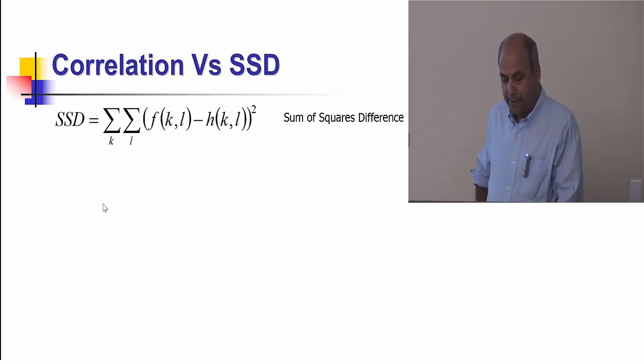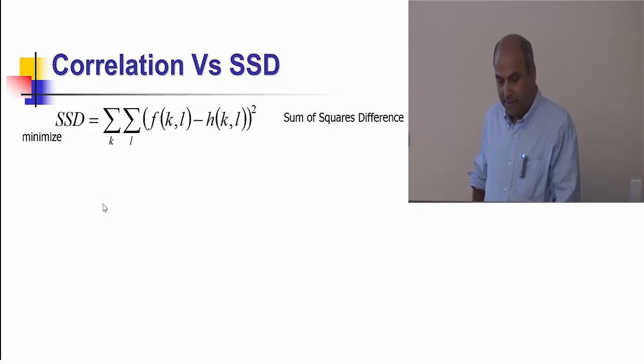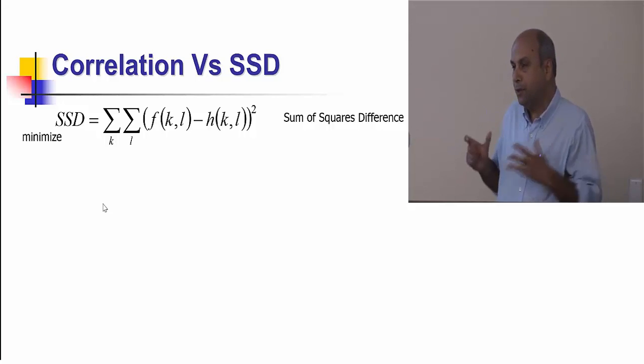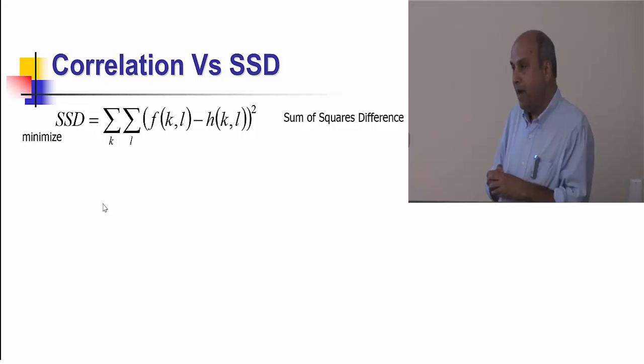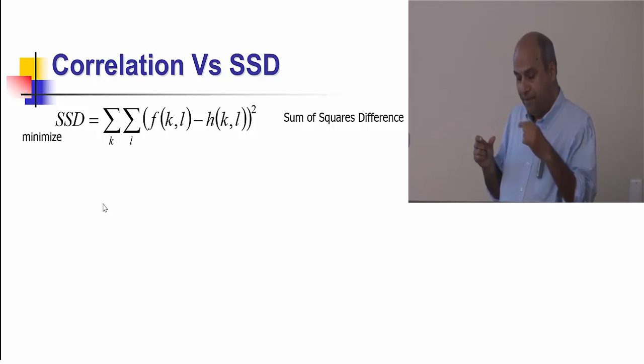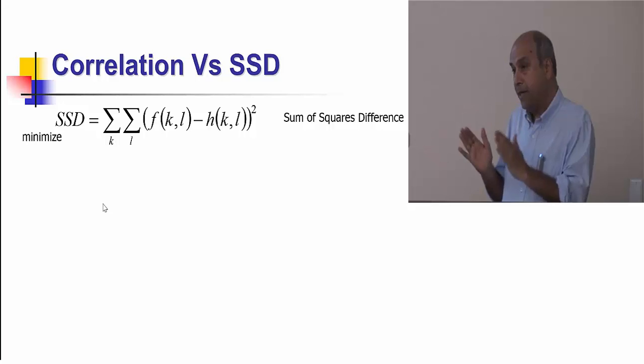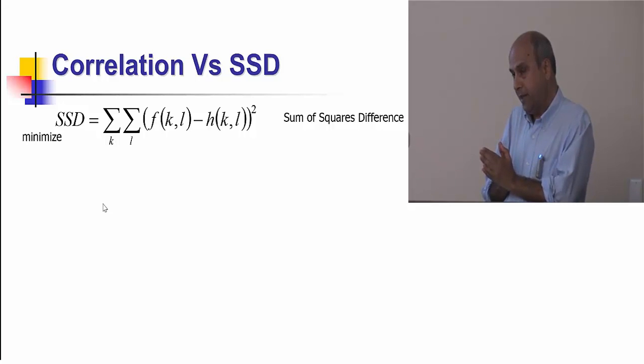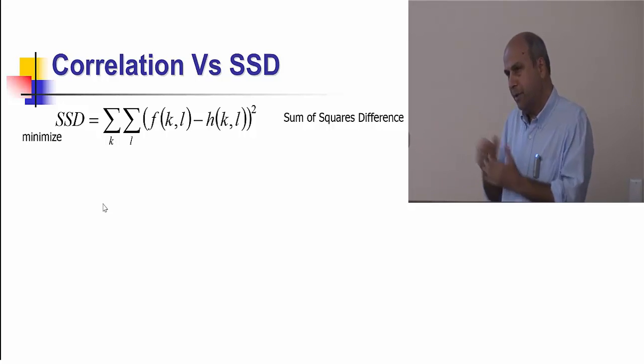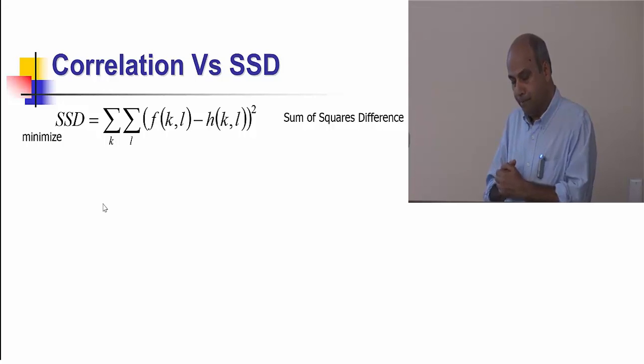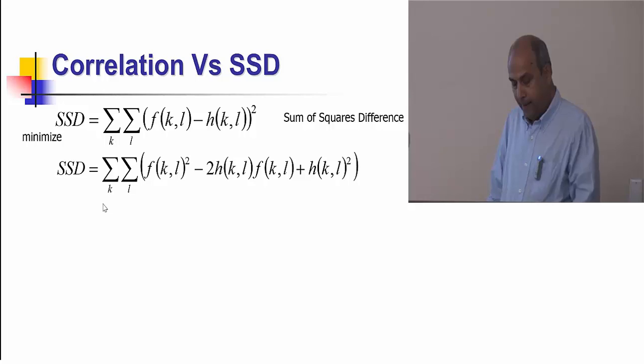Now, if you look carefully here, we want to minimize, if you want to say how similar F and H are, then we want to find pixel by pixel difference, square, and sum it up. Ideally this should be 0, exactly same. But if it is similar, there should be some small number. So we want to minimize that. That's what the SSD does.